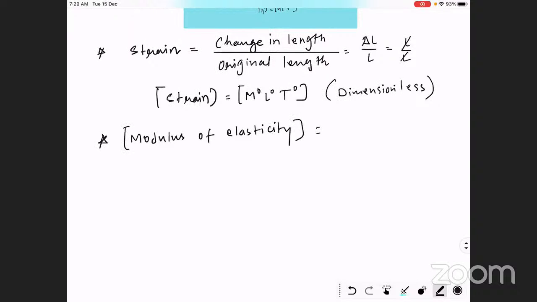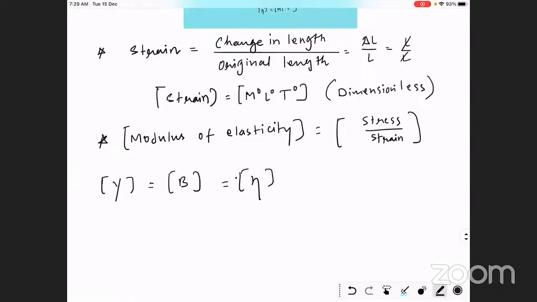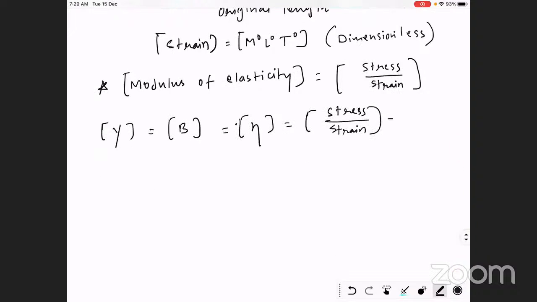Can you tell me the dimensional formula of modulus of elasticity? Its formula is stress upon strain. There are three types of modulus of elasticity: Young's modulus, bulk modulus, and modulus of rigidity, or shear modulus. They all are equal to stress upon strain, and stress has the dimensional formula of pressure, that is M L minus 1 T minus 2, and strain is dimensionless.